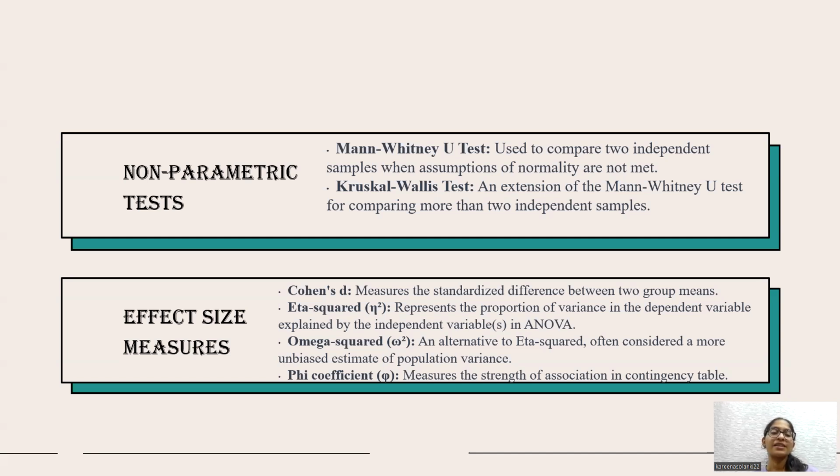The next topic is about the effect size measures. It measures the standardized difference between the two group means. It represents a proportion of variance in dependent variable explained by the independent variable in ANOVA. It measures the strength of association in contingency table.